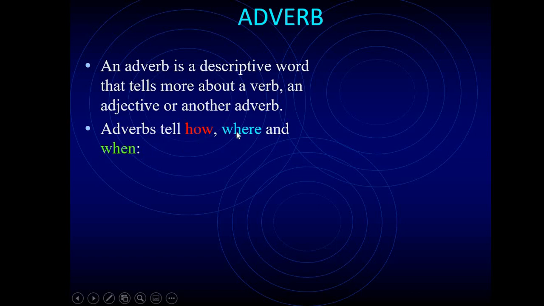They answer these questions. How does he walk? Quickly. Quickly answers the question how. Okay, and adverbs also answer the questions where and when. Let's see examples. Yesterday, adverb of time. She ran quickly. Quickly is an adverb of manner. It answers the question how. Downtown is an adverb of place, where.